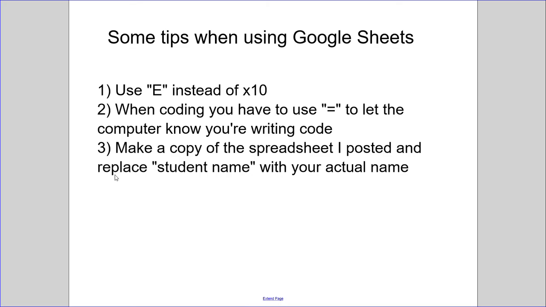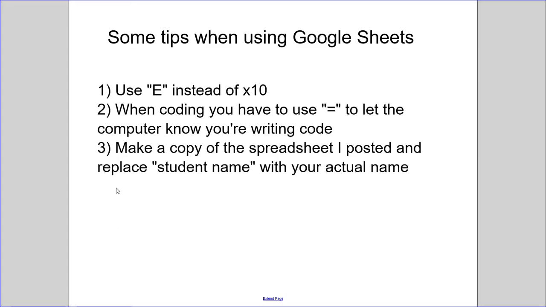So for example, if you wanted to write the mass of the Earth, you would literally write 5.97 E 24. And it will actually add the positive sign too for you. Using E instead of 10, perfect, so I showed that. When coding, you also have to use the equal sign to let the computer know that you're writing code.